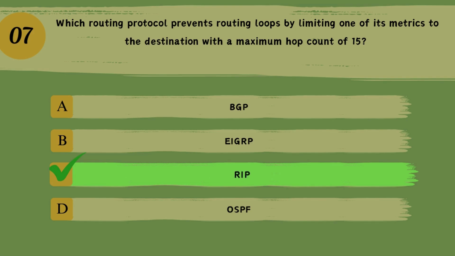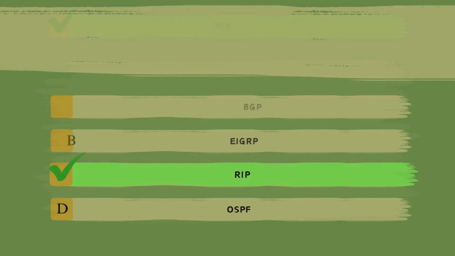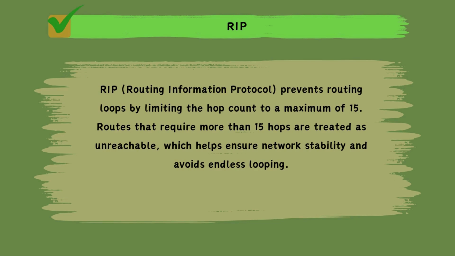Correct answer. C. RIP. RIP, Routing Information Protocol, prevents routing loops by limiting the hop count to a maximum of 15. Routes that require more than 15 hops are treated as unreachable, which helps ensure network stability and avoids endless looping.